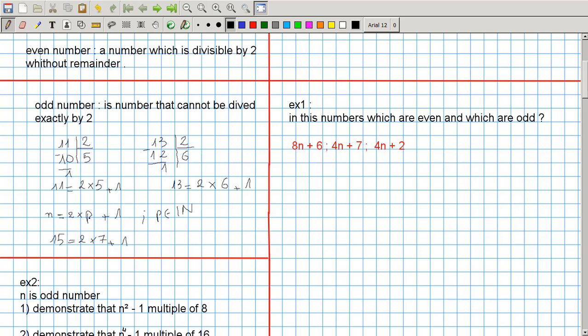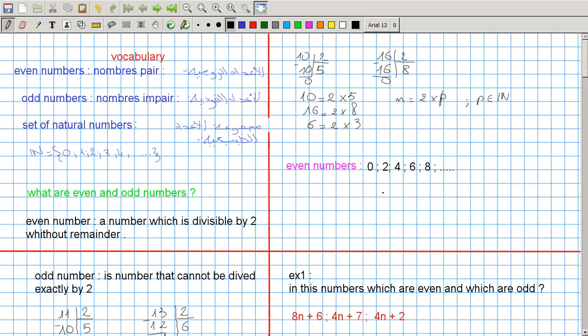لا نهتم بقيمة p. يجب أن تكون فقط عدد طبيعي. 2 times p plus 1, p belong to N. N is set of natural number. Odd number.